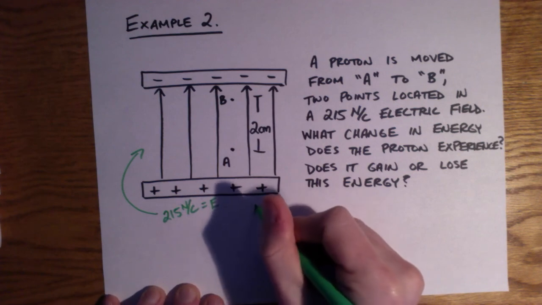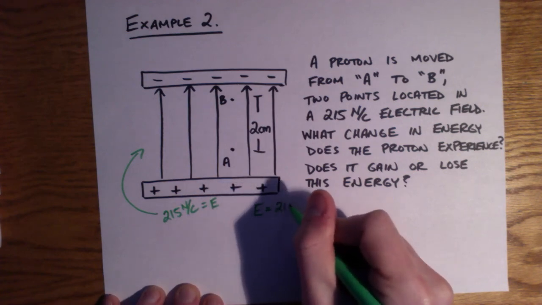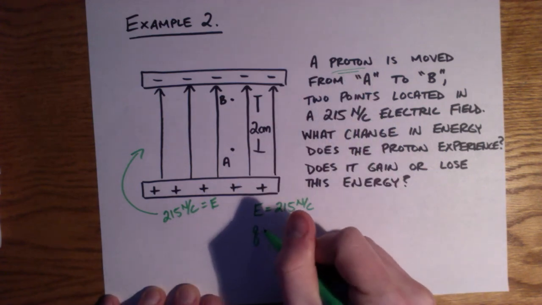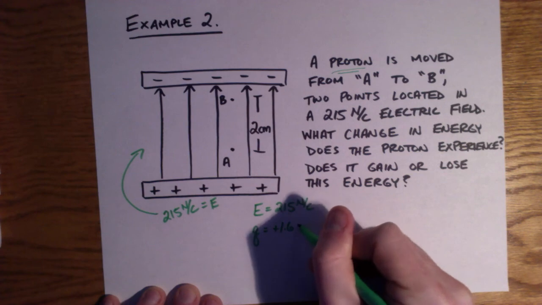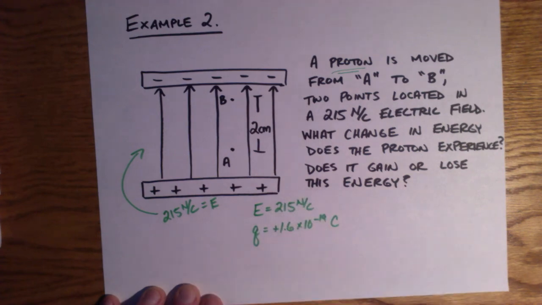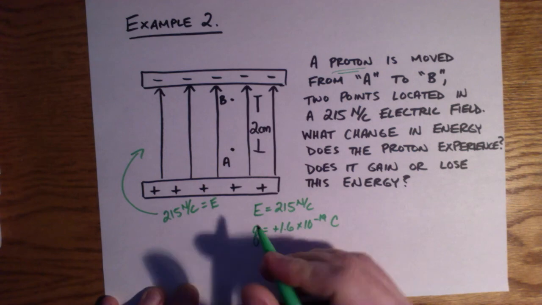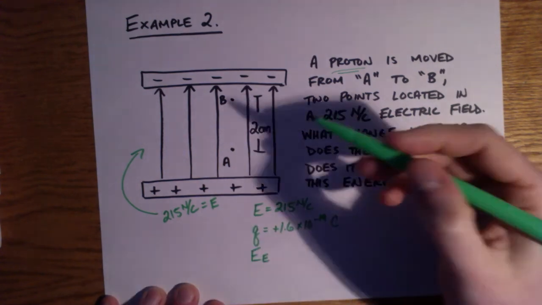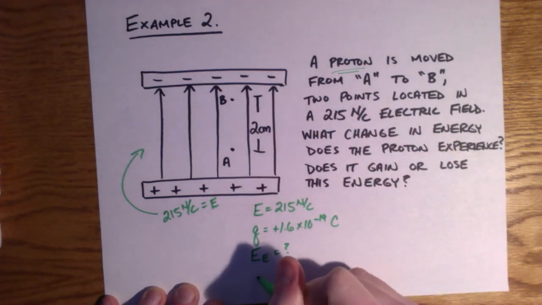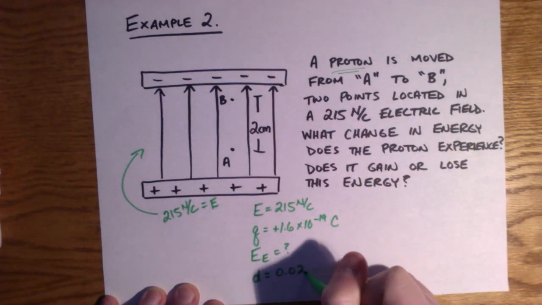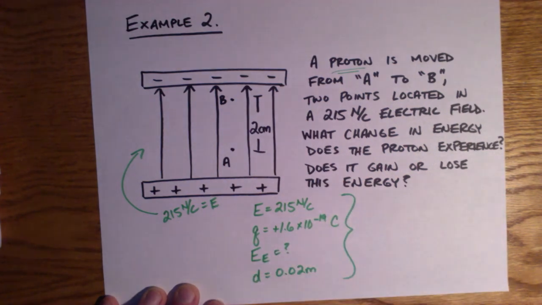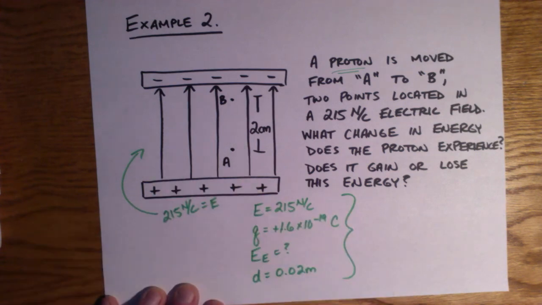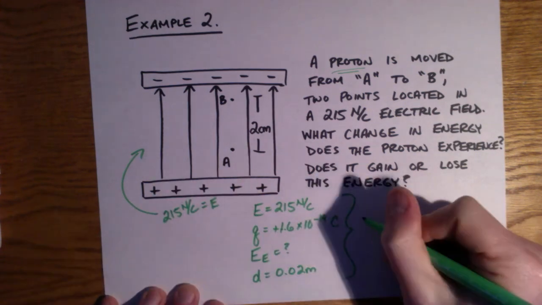So we're given a few things here. We're given that the electric field is 215 newtons per coulomb. We're given a proton, and the proton has a charge of 1.6 times 10 to the negative 19 coulombs. And they're asking us, what is that change in energy? So what is that electric potential energy? And we're also given that there's a distance of 2 centimeters, which is 0.02 meters. So if we list everything we're given, the charge, the electric field strength, and the distance through the field that it is moved, we're asked to find the electric potential energy.